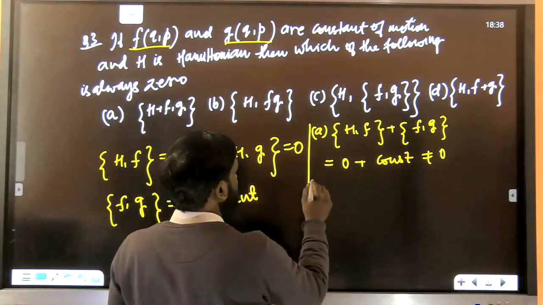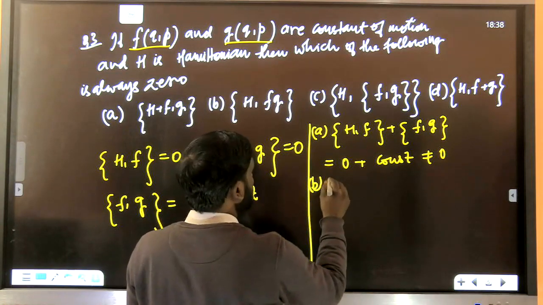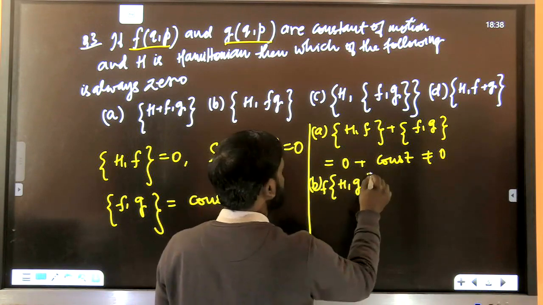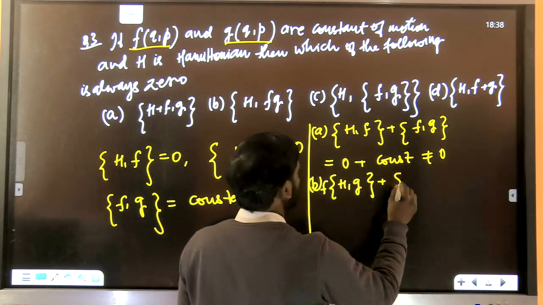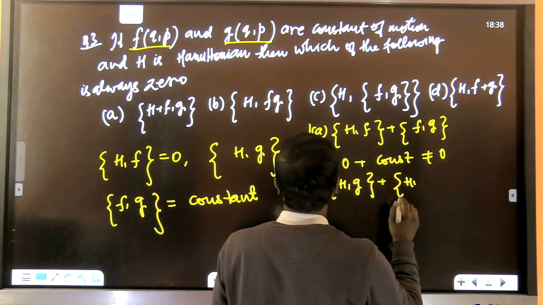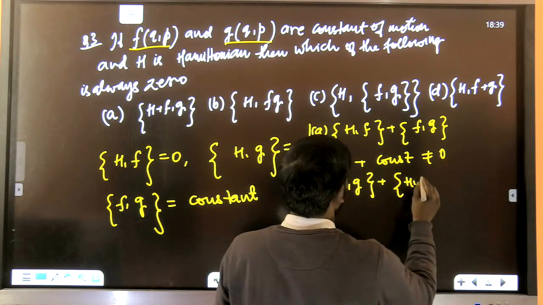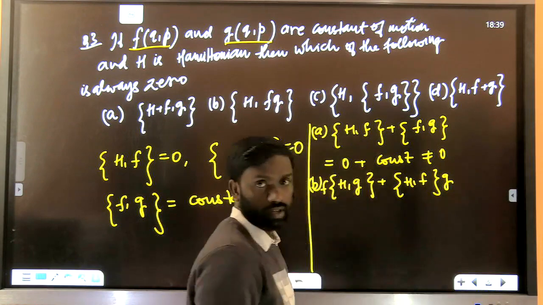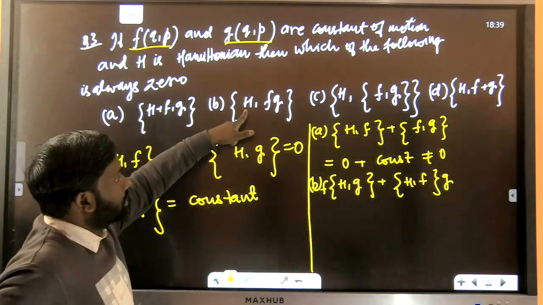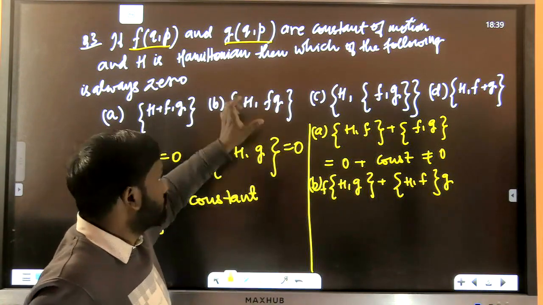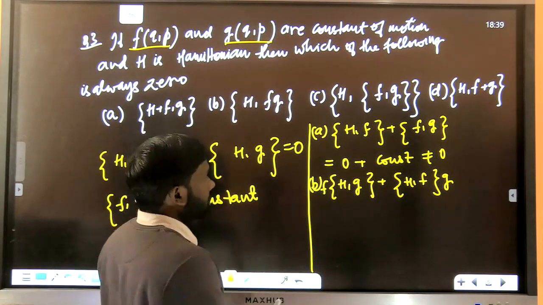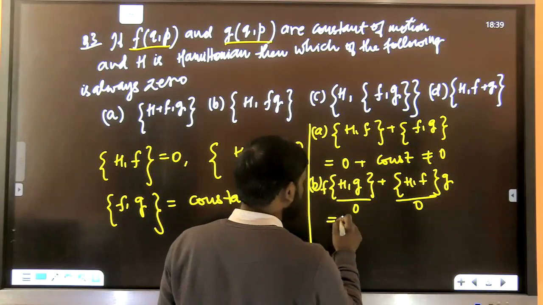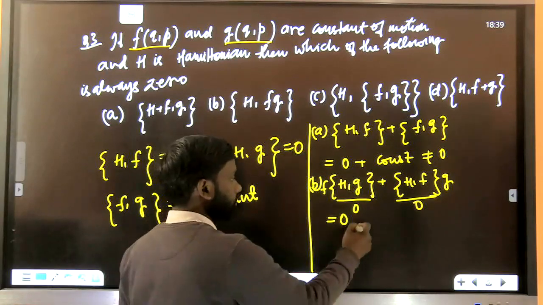Now if you check the second option, you get F times H comma G plus, sorry, H comma F times G. That's what you get from here using the properties of the Poisson bracket. Now you see this is 0 and this is also 0. So this actually gives you 0. So this is always 0.